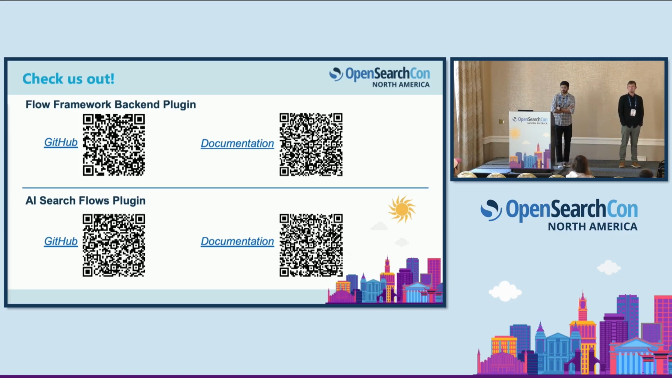Thanks for your presentation. Are these plugins bundled in with the normal distribution? They are. Is it only with 3.x? No, with 2.x. With 2.12, we released the Flow Framework backend plugin, and the front-end was 2.19. Oh, that's why I see it with front-end. Yes, it's a newer plugin.